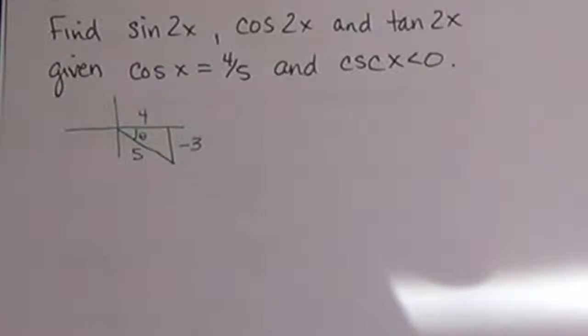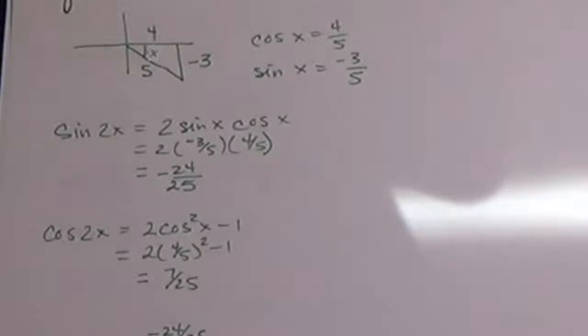So now we can find both sine and cosine of x, which is exactly what we need to find all of our double angle formulas. So here we can see, using the sine and cosine, sine of 2x is going to equal 2 sine x times cosine x, and so we can plug in our values and multiply to get negative 24 over 25. And again, that makes sense since x is in quadrant 4, so our sine is going to be negative.